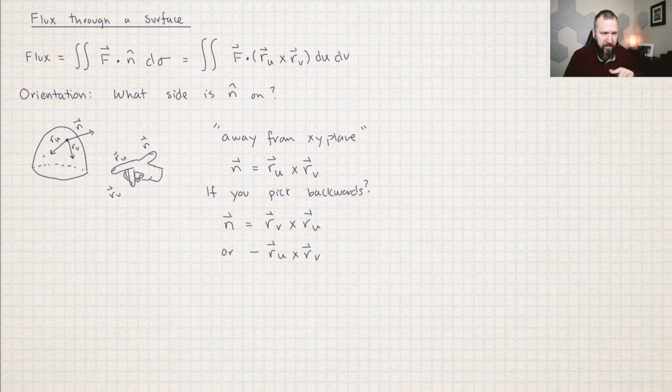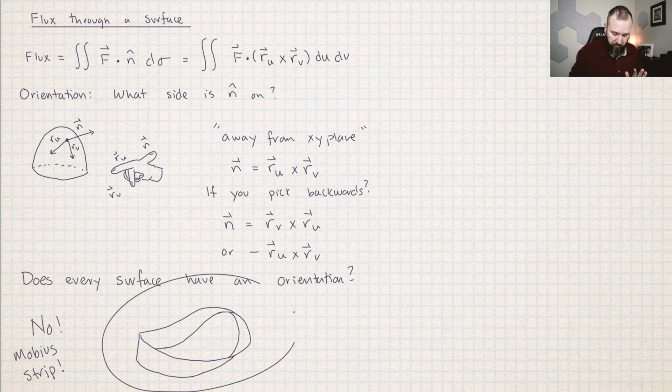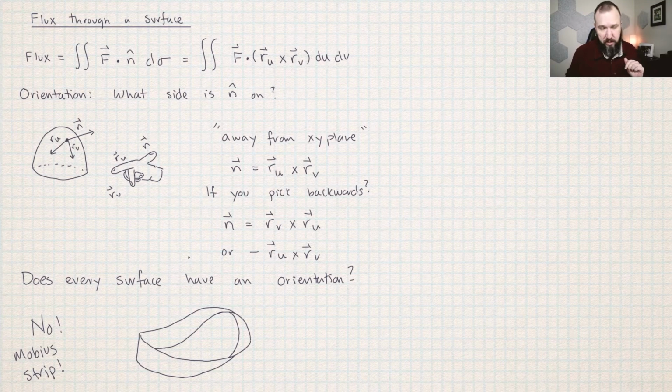So this actually leads us to a really kind of cool, interesting math question, which is: is there always only one answer to this question? Is it possible that there could be a surface that doesn't have an orientation? So the short answer is no, not every surface has an orientation. Here's an example of a surface that doesn't. It's called a Mobius strip. That's kind of a cool thing.